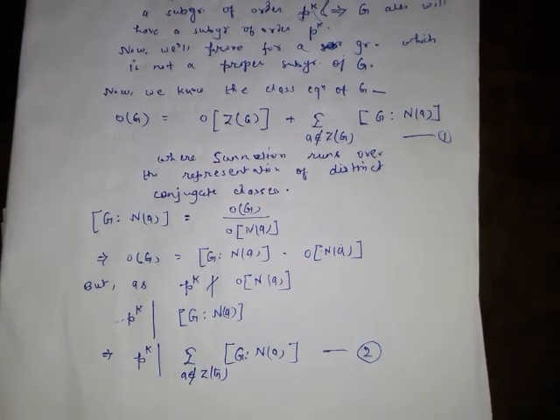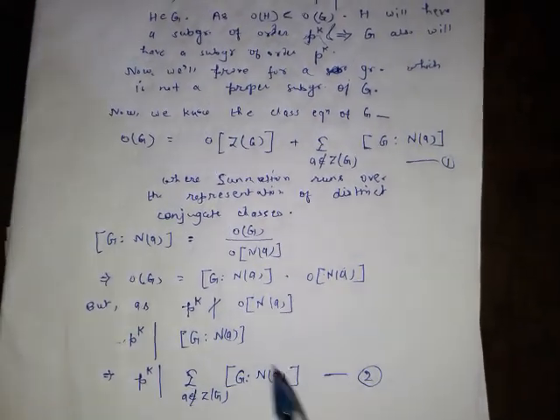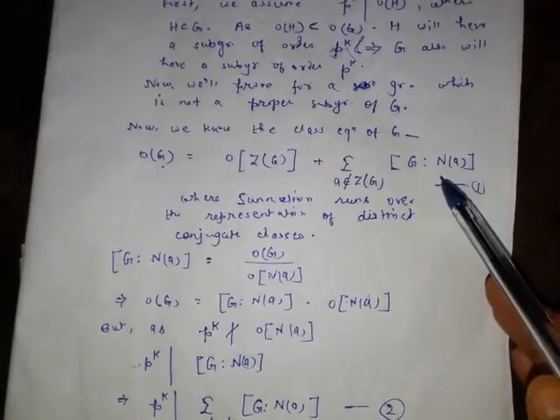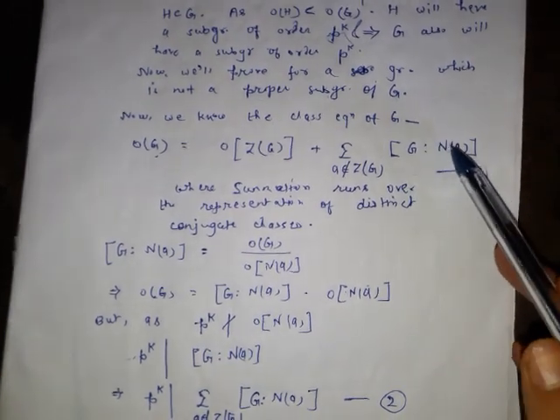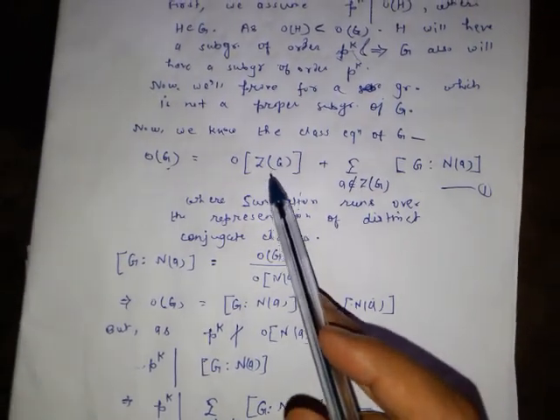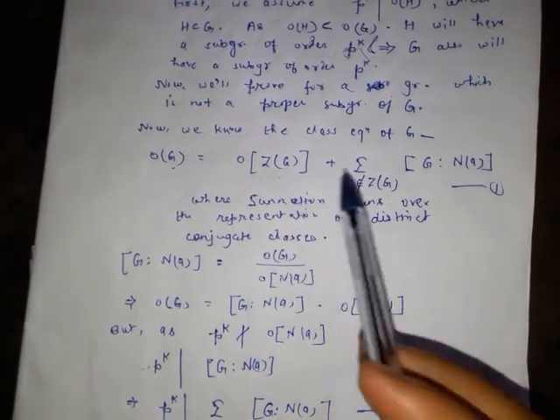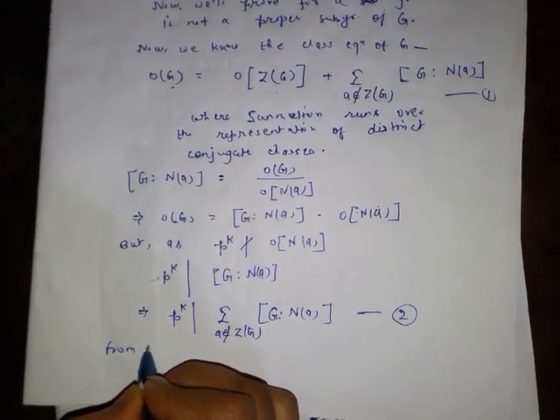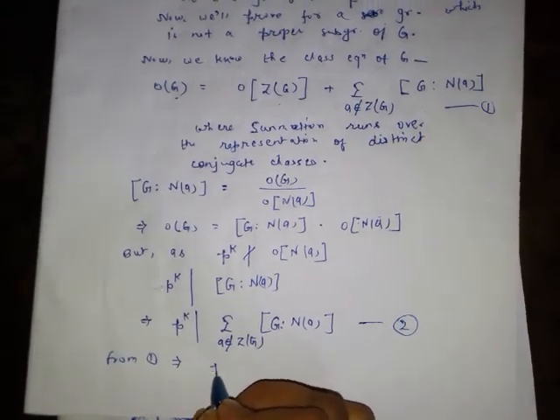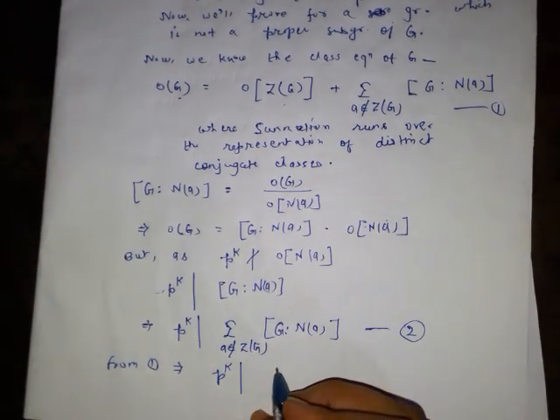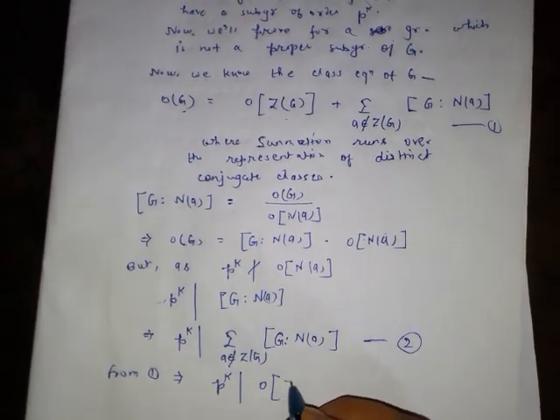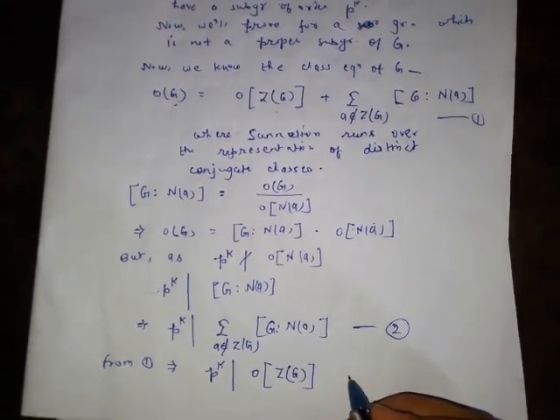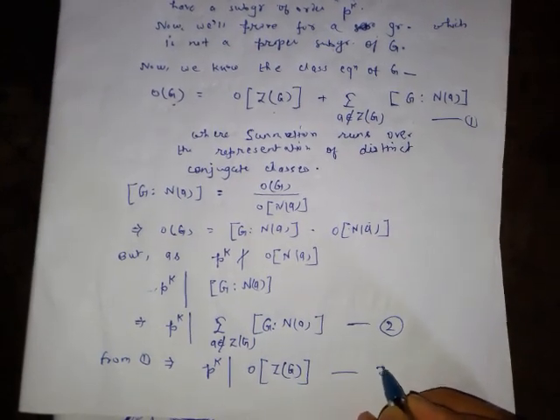Now from 1 and 2, from 1 we can see p raised to the power k divides this one, and p raised to the power k divides this expression. So this must be divisible by p raised to the power k. So from 1 it implies that p raised to the power k must divide the order of the center of the group G. This is equation number 3.